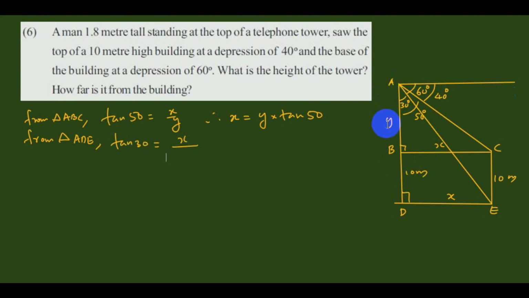This total length, how much is that? This y plus this 10. Therefore, it is y plus 10. Therefore, x is equal to, from here also let us tell what about x. X is equal to this y plus 10 into tan 30. When we multiply, we have to put a bracket for y plus 10. Y plus 10 into tan 30. Okay. Now both these right sides represent the x values.